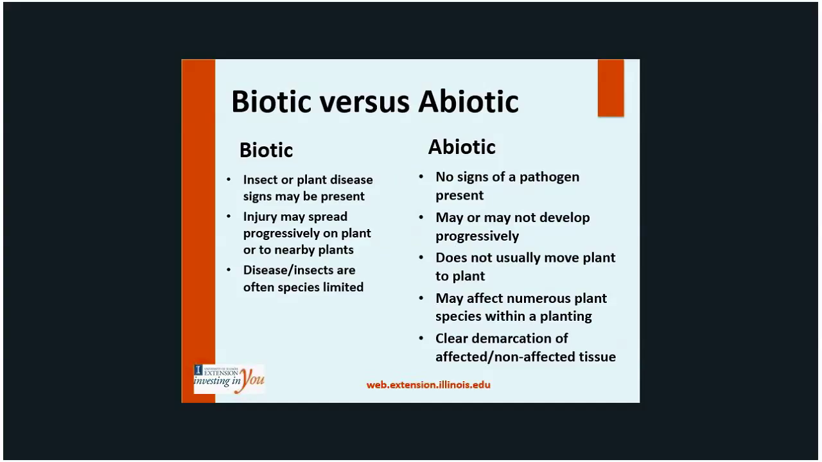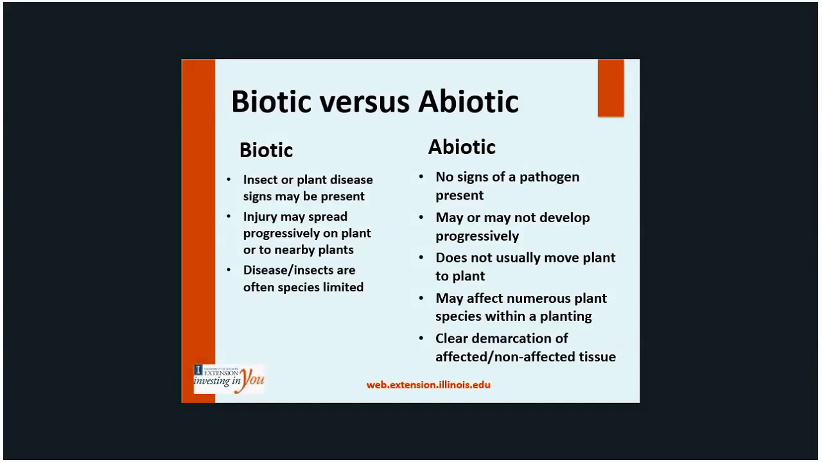When we look at diseases and insects, they're often species limited. Sometimes when we look at abiotic diseases, like salt damage, it can occur to a wide range of plants. But in the case of biotic diseases, an insect or a disease may be very specific in the host that it attacks. For example, emerald ash borer has a very specific host. And Dutch elm disease has a very specific host, elms. That's not always the case in abiotic diseases.